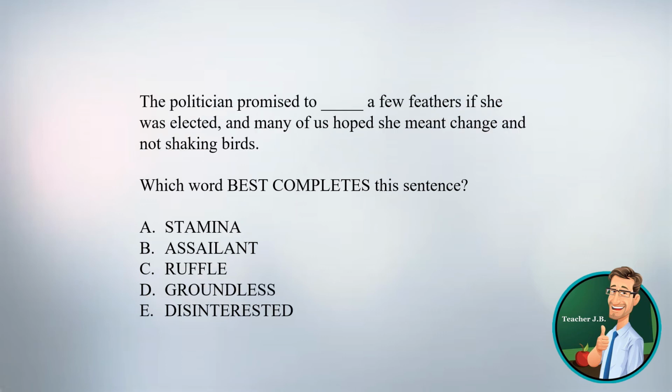The politician promised to blank a few feathers if she was elected, and many of us hoped she meant change and not shaking birds. Okay, if you blank a few feathers, it means you just try to make a change. So what is the right word for this? Stamina, assailant, ruffle, groundless, disinterested. Okay, the right answer is ruffle.